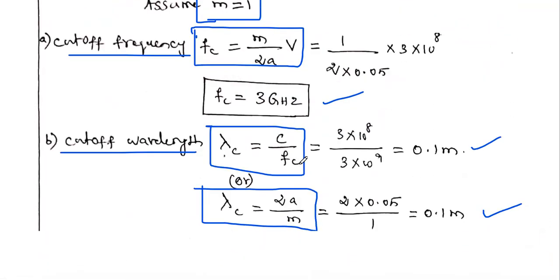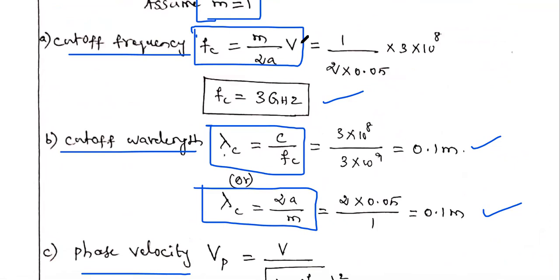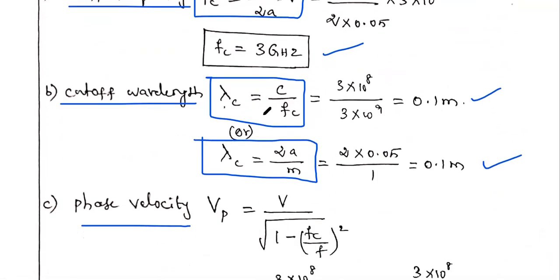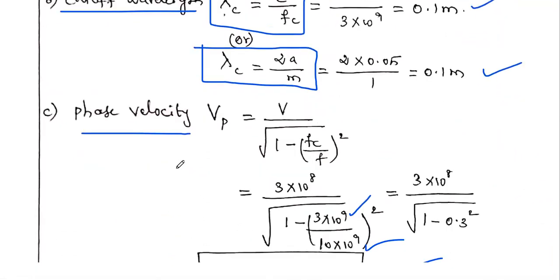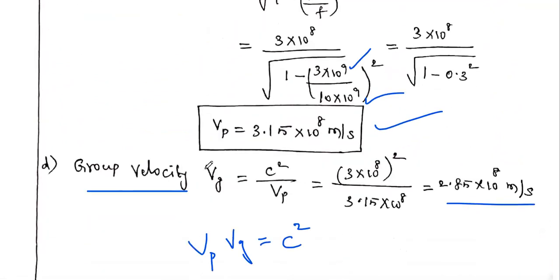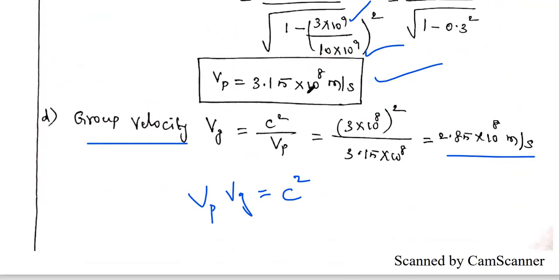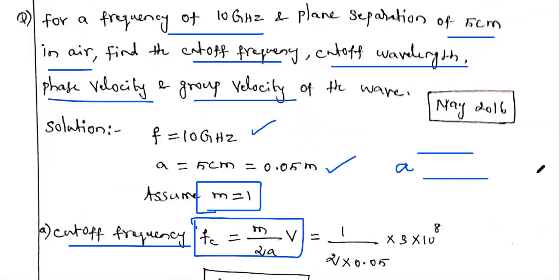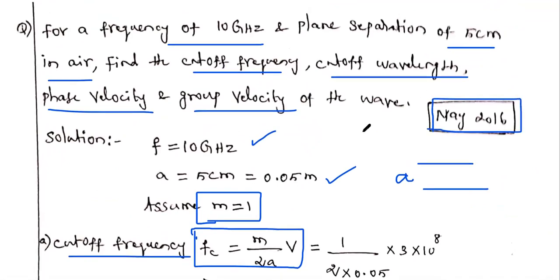Cutoff frequency, the formula is m by 2a into v, V or c. Cutoff wavelength, c by fc. Phase velocity, v by square root of 1 minus (fc by f) the whole square. And group velocity, it is c square divided by vp. Okay, so the 4 things are calculated. Okay, so this is a May 2016 question, a 13 mark question.